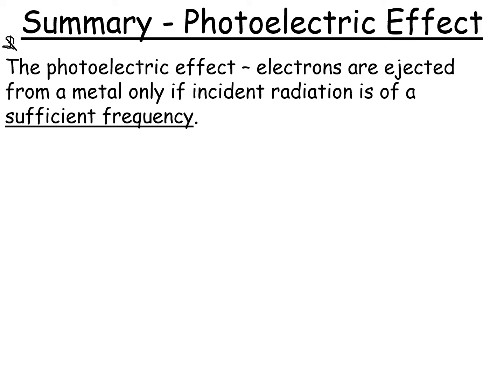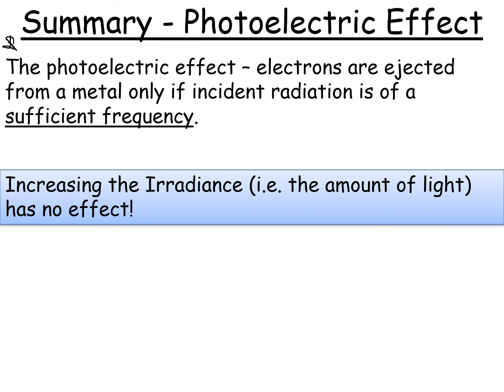Okay, so summary of this, and this is what I would like to take away from the experiment, so please write this down. The photoelectric effect is when electrons are ejected from a metal only if incident radiation is of a sufficient frequency. So incident radiation just means the radiation that you shine on it. Remember, radiation can be anything from the electromagnetic spectrum, so it could be radio, microwaves, infrared, visible, gamma, X-rays, UV, etc. Increasing the irradiance, i.e. the amount of light, has no effect. So even though you could fire more of that light onto it, it doesn't mean you're giving it more energy. It doesn't mean it's going to eject the electron.